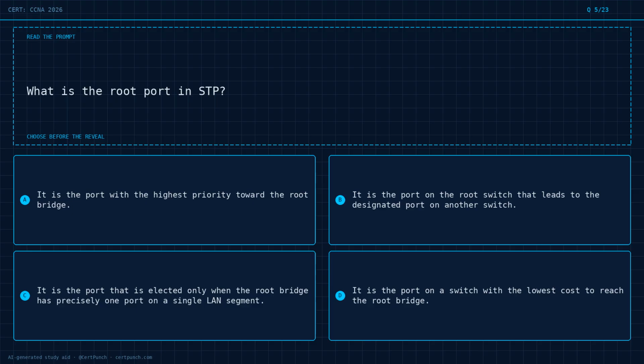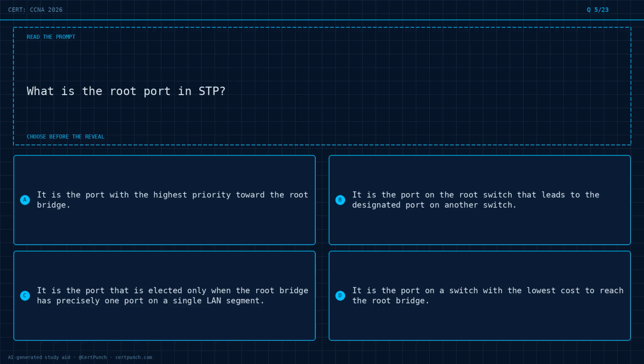Question 5 of 23. What is the root port in STP? Option A. It is the port with the highest priority toward the root bridge. Option B. It is the port on the root switch that leads to the designated port on another switch. Option C. It is the port that is elected only when the root bridge has precisely one port on a single LAN segment. Option D. It is the port on a switch with the lowest cost to reach the root bridge. Choose the best answer before the reveal.